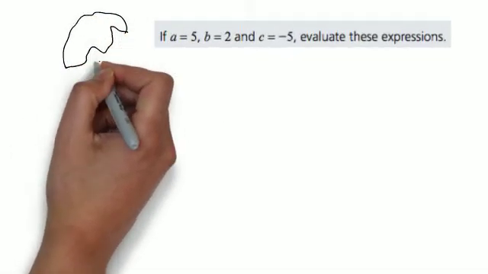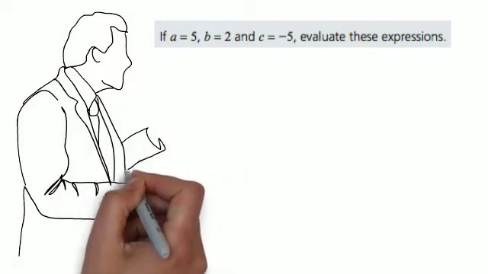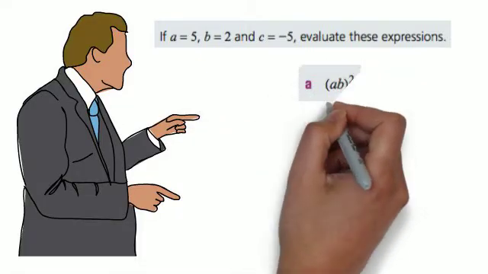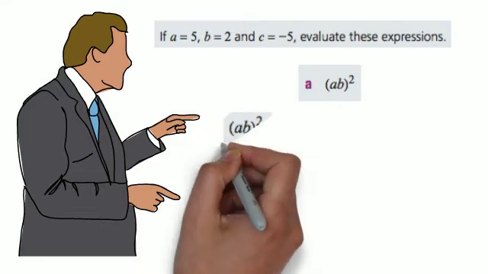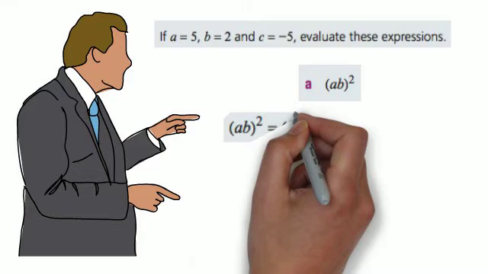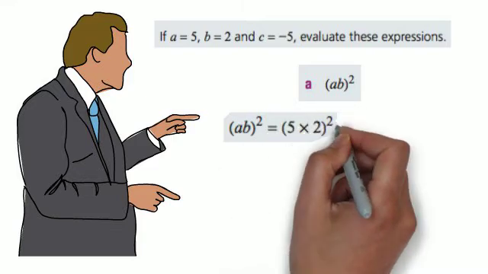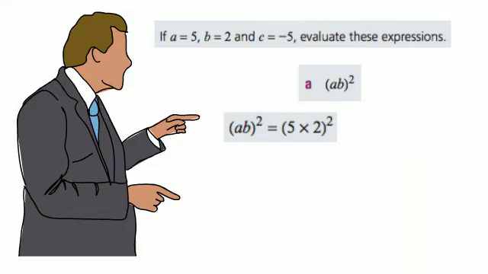Okay, let's move on. Now, question A states that A equals 5, B equals 2, and C equals -5. So again, we have some unknown factors here inside of parentheses, remembering that these are not called brackets. The question asks us to substitute. So, let's replace the A for a 5 and the B for a 2. And don't forget to include the multiplication sign. Remember to put the power of 2 there as well.